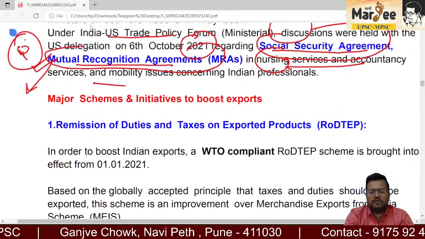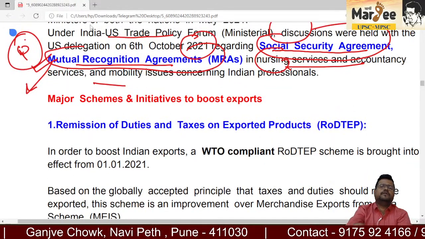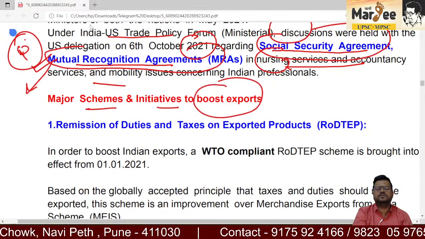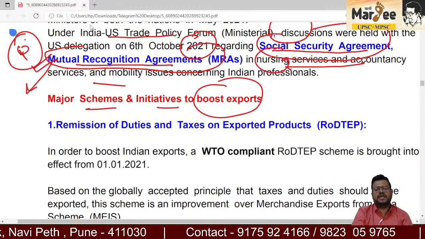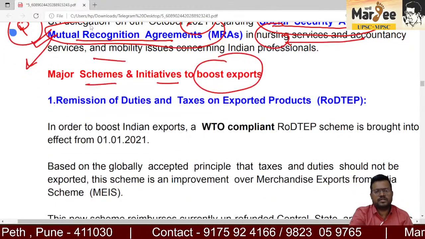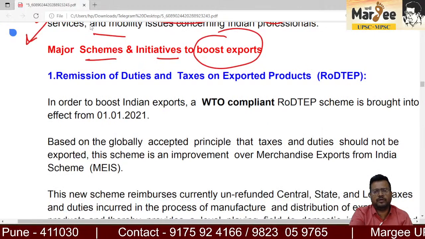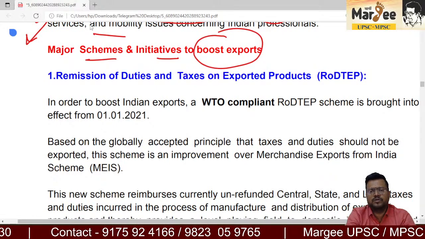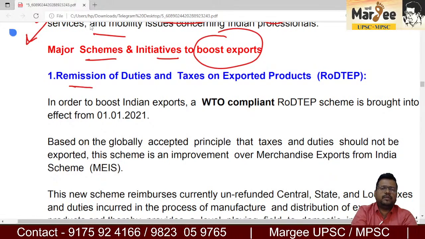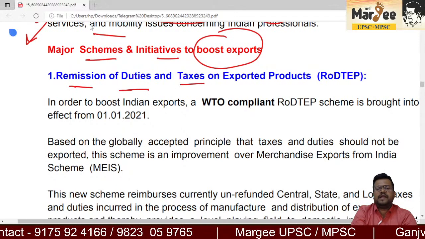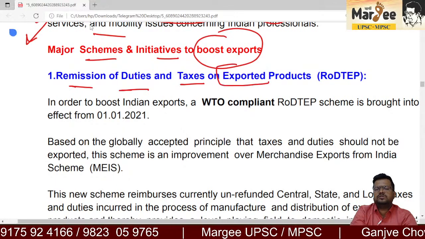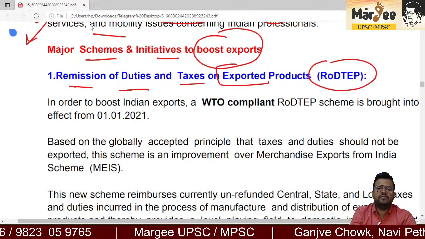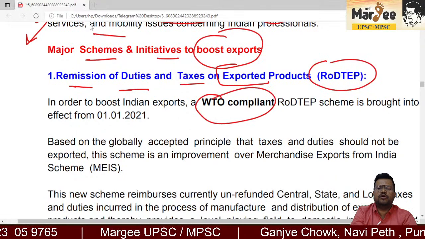Then I have said that the survey has mentioned some major schemes and initiatives to boost exports. We will see what are the schemes that are mentioned in the survey. The first scheme that is mentioned, and very important for your prelim as well as mains, is Remission of Duties and Taxes on Exported Products, also short named as RoDTEP. This scheme is important because this is WTO compliant.